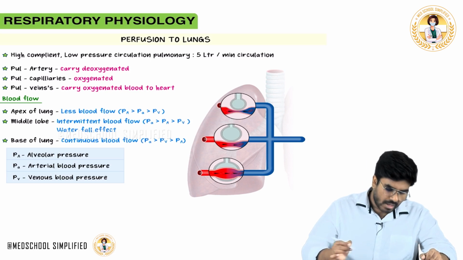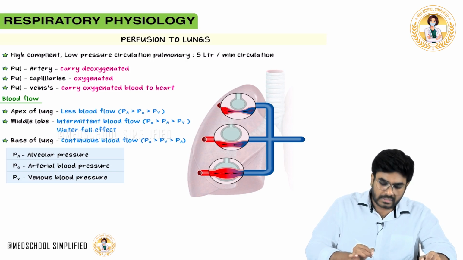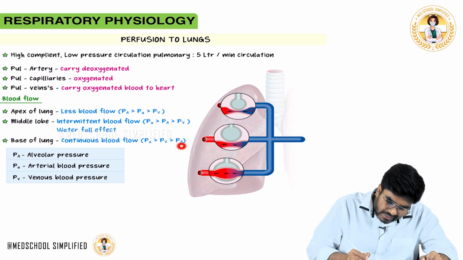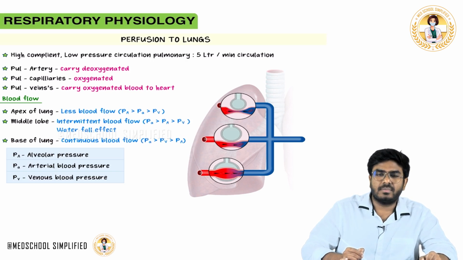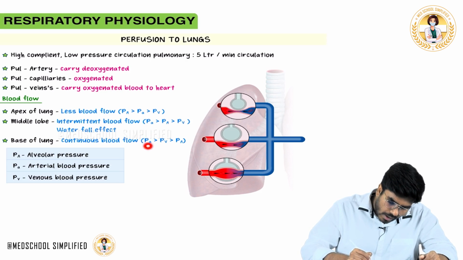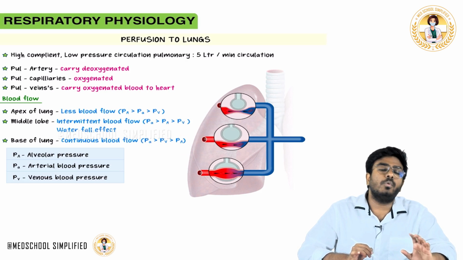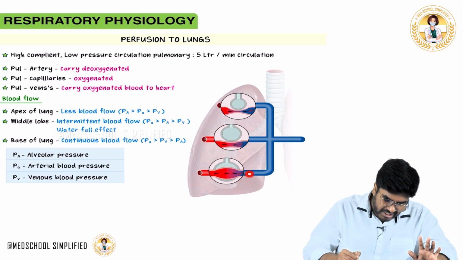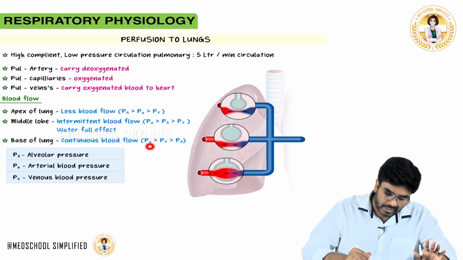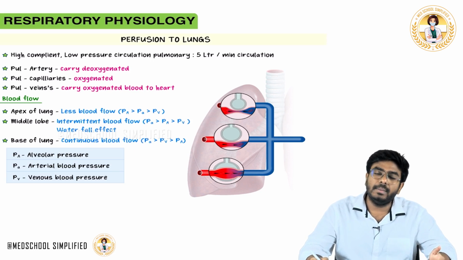If you look at the base of the lung, the alveolar pressures are very, very less, even less than the venous pressures. Okay, even less than the venous pressures, the pulmonary veins pressure. So arterial pressure is greater than the venous pressure, and even venous pressure is greater than the alveolar pressure. So there is no problem for the movement of blood. So in the base of the lung, there will be much blood flow. There is continuous blood flow in the base of the lung. So automatically perfusion increases in the base of the lung.